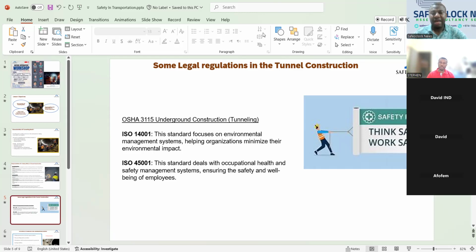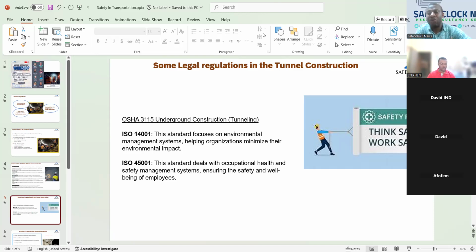As well as ISO 14001, which deals with environmental factors. So like during the tunnel boring, the underground water will be affected. In most cases, they will do piping. They will be draining water before they start this boring, because they need to reduce the water level to below the level of the tunnel. So in that instance, you see that the water body will be affected.